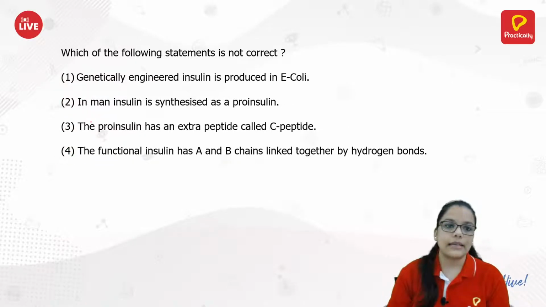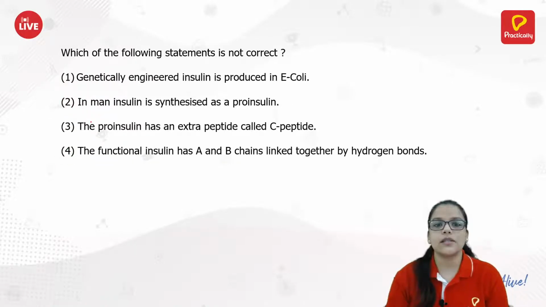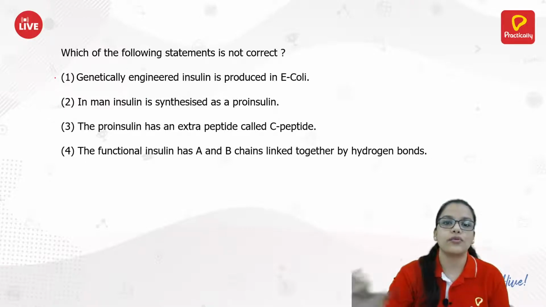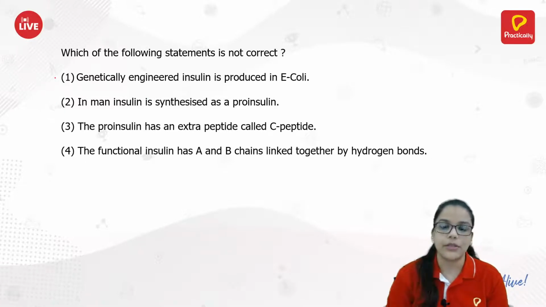Next, which of the following statements is not correct? Genetically engineered insulin is produced in E. coli. In man, insulin is synthesized as proinsulin. The proinsulin has an extra peptide called C-peptide. And functional insulin has A and B chains linked together by hydrogen bonds. We are trying to find the false statement.